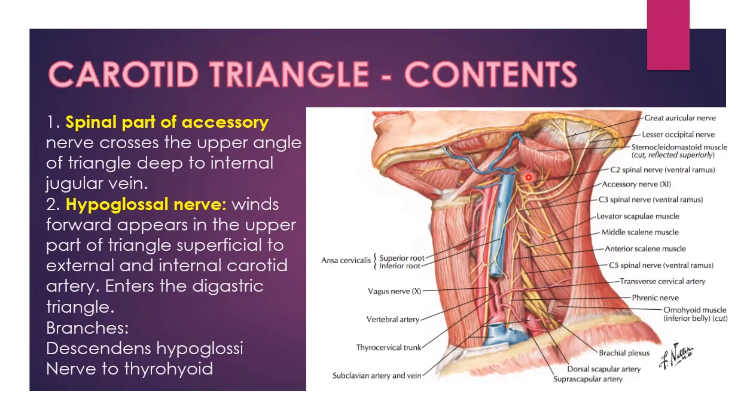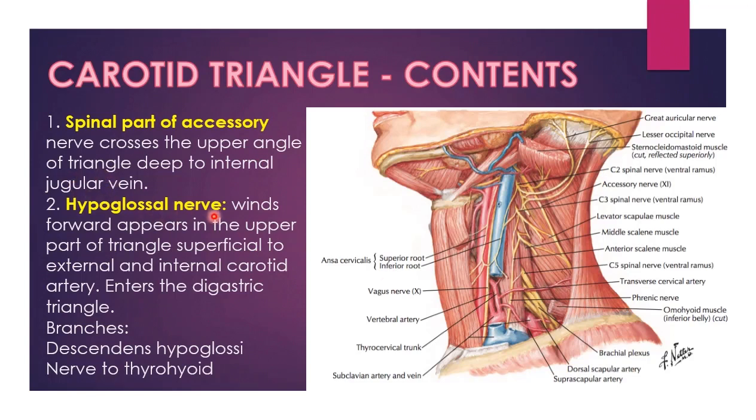Spinal accessory nerve again emerges through the jugular foramen. It is present between the internal carotid artery and internal jugular vein. It crosses the apex of the carotid triangle, where only the upper part of the triangle is seen. Then immediately it can be seen in the posterior triangle. Spinal part of accessory nerve mainly supplies your sternocleidomastoid and the trapezius muscle.